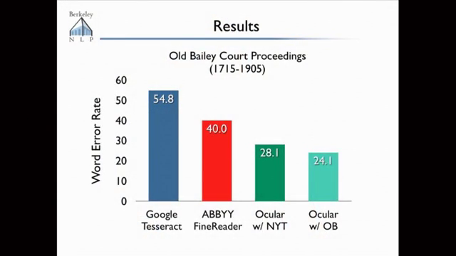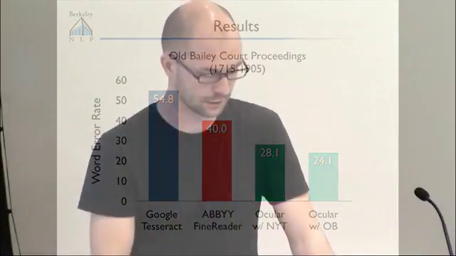Okay, so I'll show you results in terms of word error rate on the first test set, which was the Old Bailey corpus. So here, bigger bars are worse. So Google Tesseract on this test set gets a word error rate of 54.8, so it's pretty bad. It's kind of like we saw in that small example. This is getting more than half of words wrong.